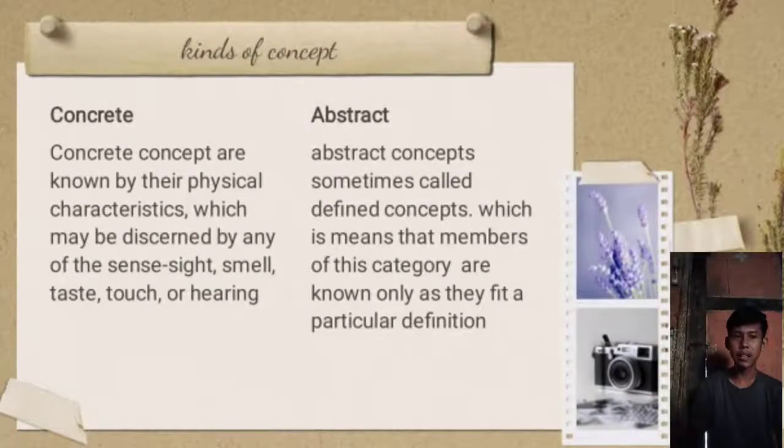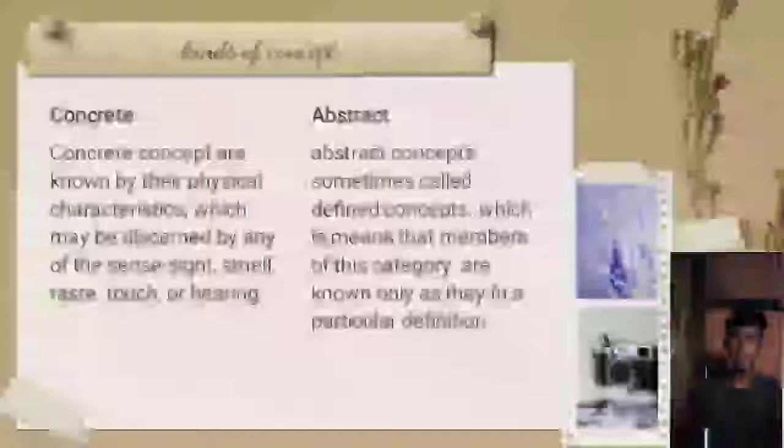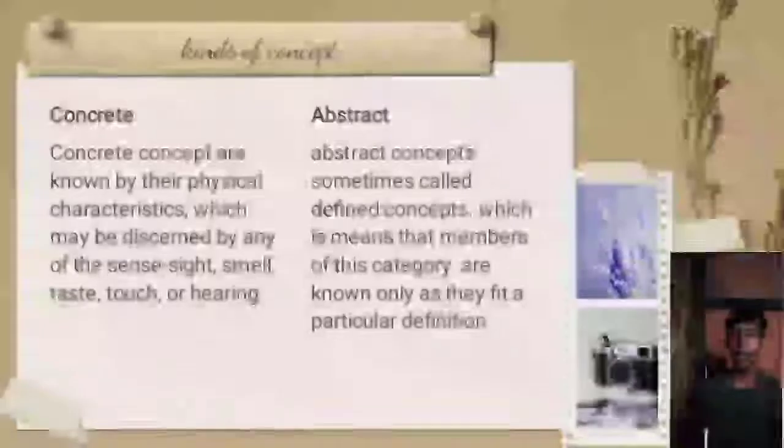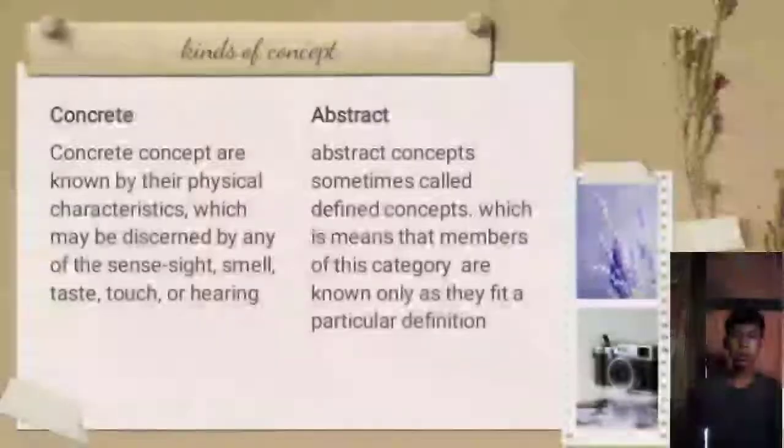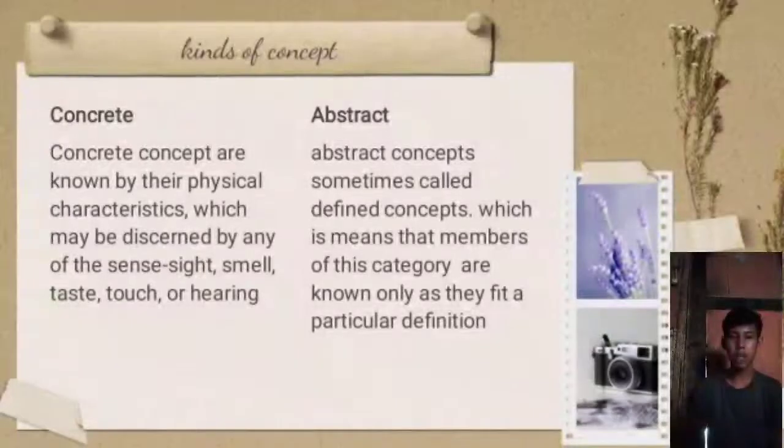Ideas such as profit, haiku, norm, bull market, and tax sheltered annuity are not perceivable by their appearance. Indeed, some of them, such as bull market, have no appearance. They are abstract concepts, sometimes called defined concepts. Members of this category are known only as they fit a particular definition.